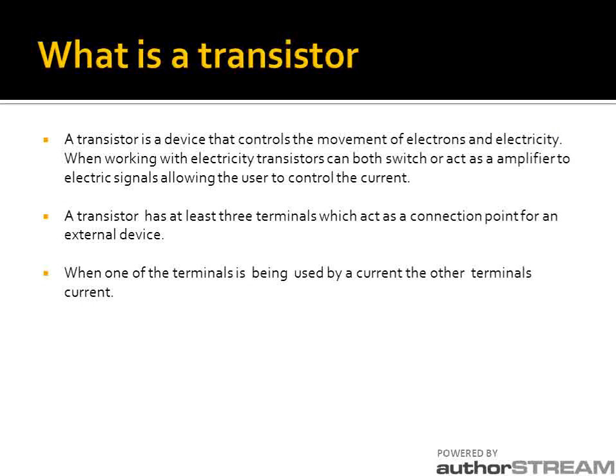What is a transistor? A transistor is a device that controls the movement of electrons and electricity. When working with electricity, transistors can both switch or act as an amplifier to electric signals, allowing the user to control the current. A transistor has at least 3 terminals which act as a connection point for an external device. One of the terminals is being used by a current, the other terminals change their current.